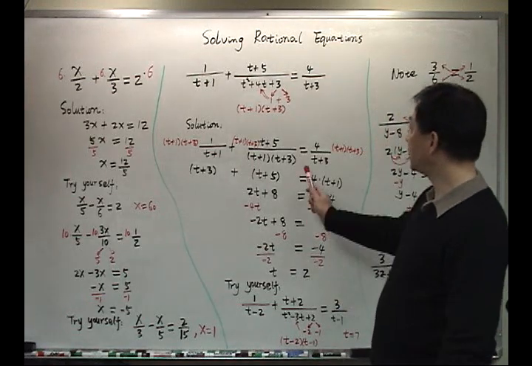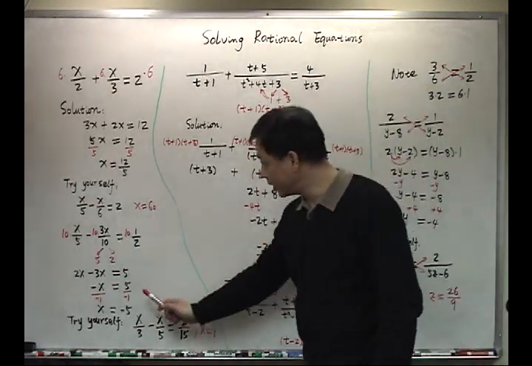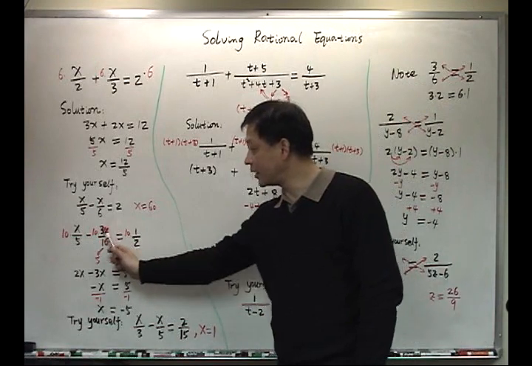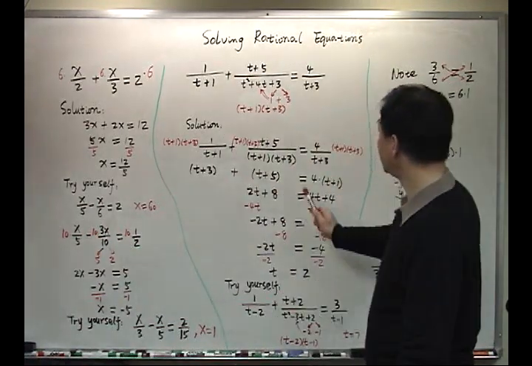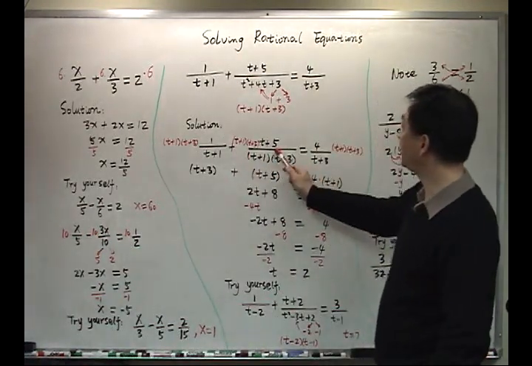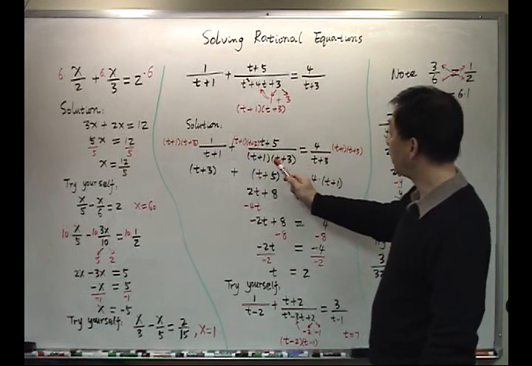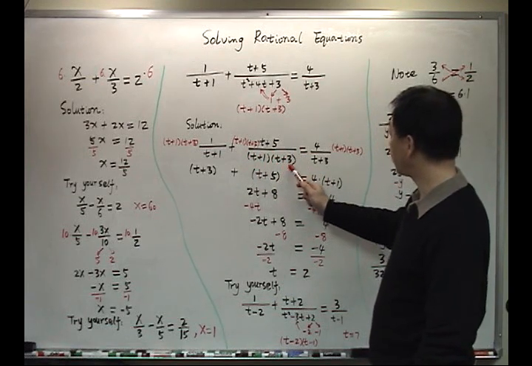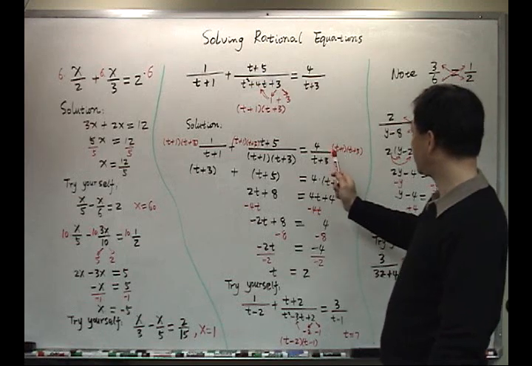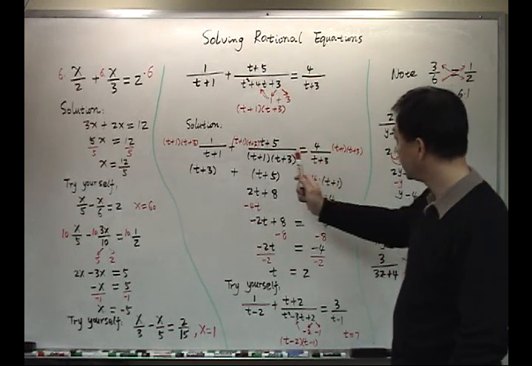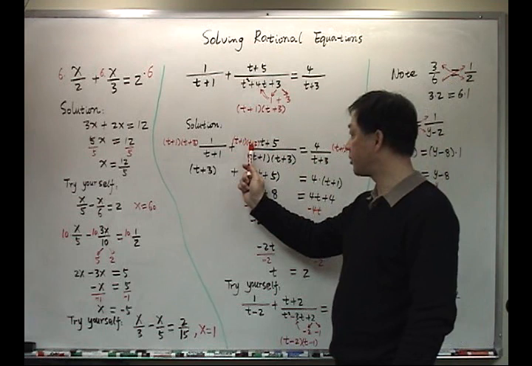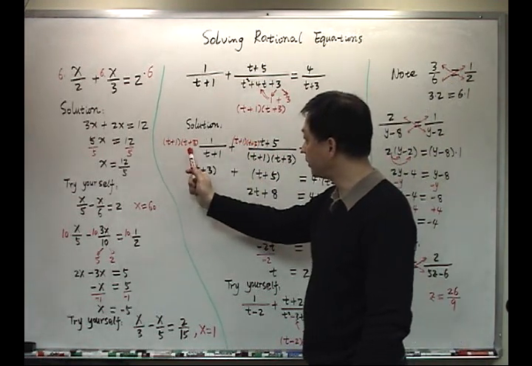So both sides multiplied by 10 is like here. Both sides multiplied by 10. So here, both sides are multiplied by t plus 1 times t plus 3.